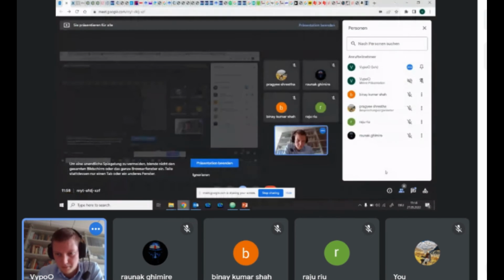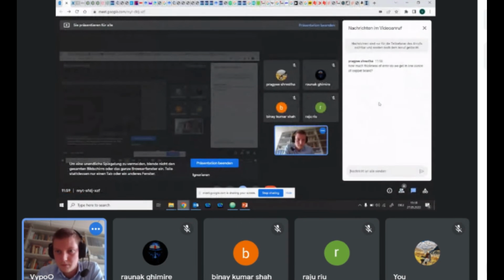There was a question in chat. The question is how much thickness error do we get in a 1 ounce copper board?